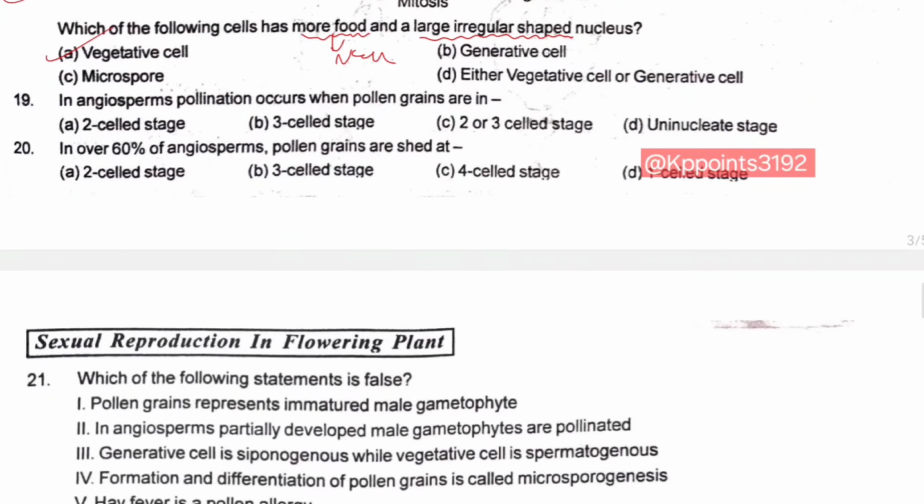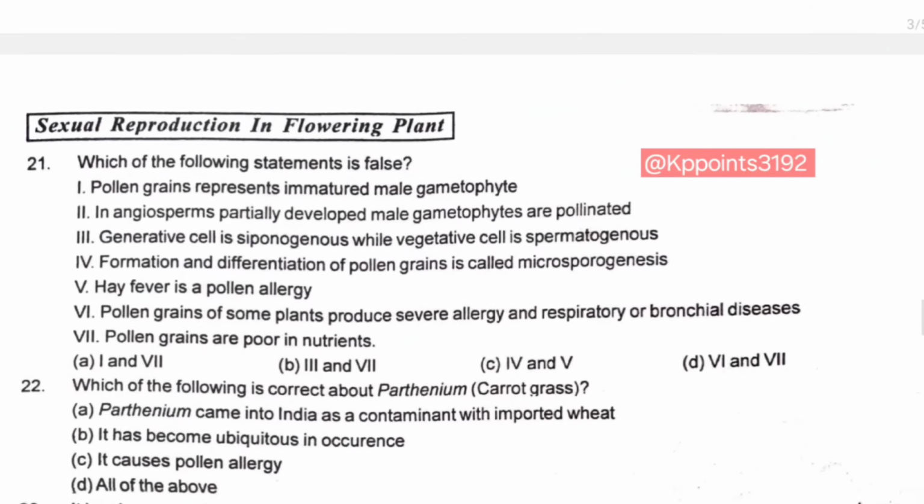Now question number 19. In angiosperms, pollination occurs when pollen grains are in the two-celled or three-celled stage. Clear? Maybe two or maybe three. Question number 20. In over 60% of angiosperms, pollen grains are shed at the three-celled stage. No, the answer is the two-celled stage. Clear?